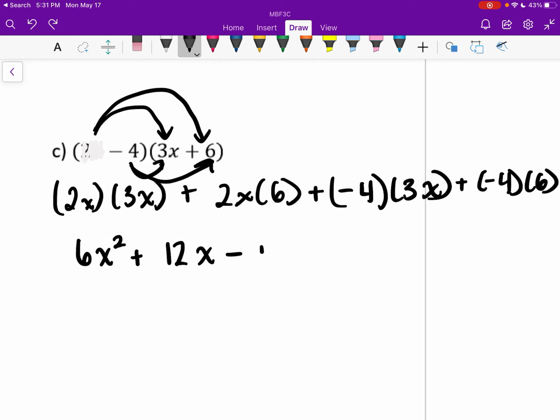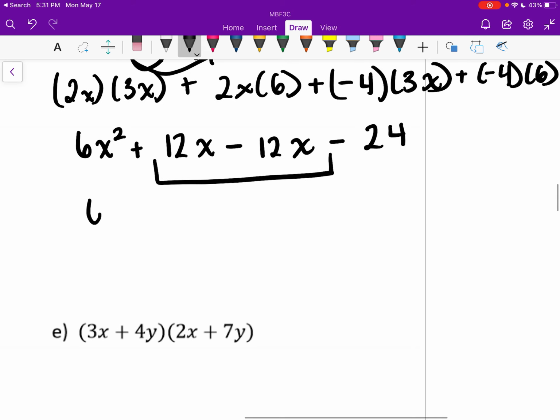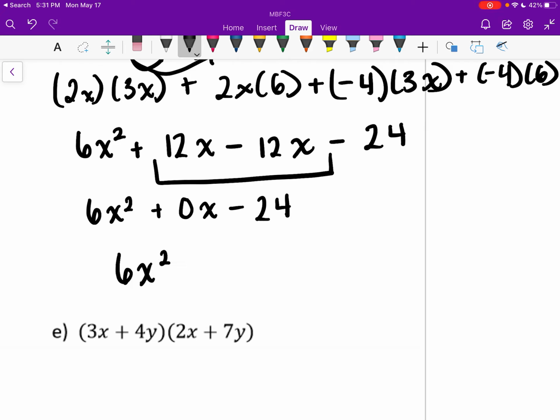So it's 4x, and then negative 4 times 6 is going to be minus 24. I noticed that these two will actually cancel out. Positive 12 minus 12 is just going to be 0. So I'm left with 6x squared plus 0x minus 24. And 0x is just 0 because any number times 0 is just 0. So I can get rid of that in the middle. And that's going to be my final answer.